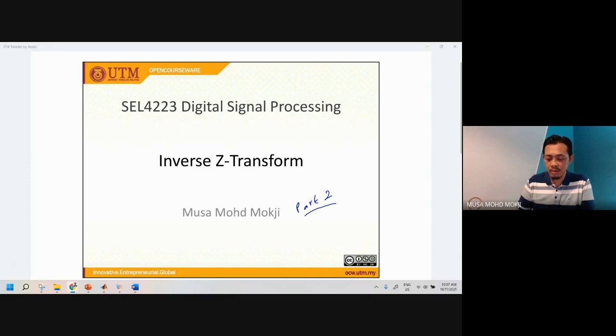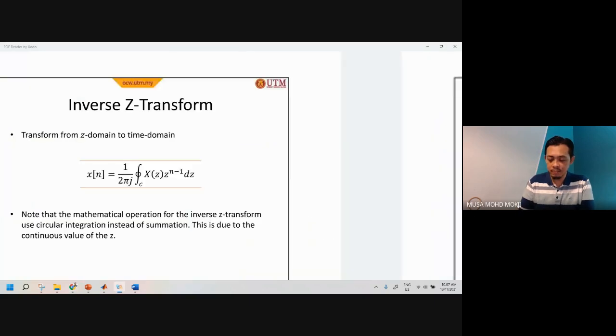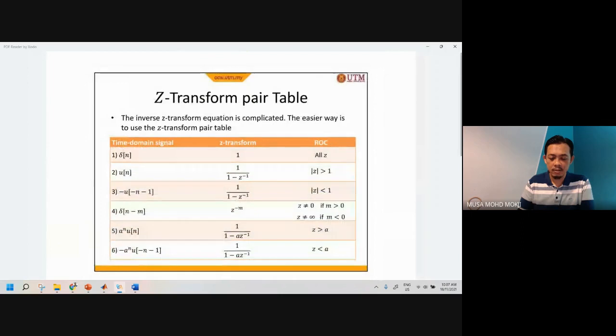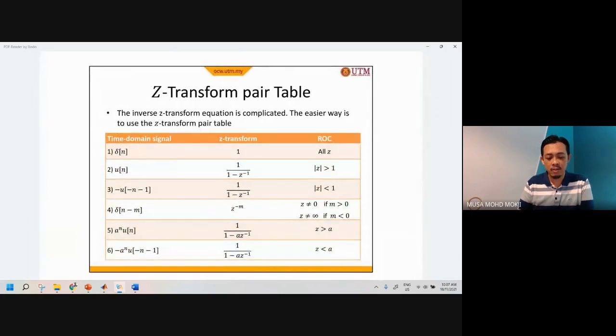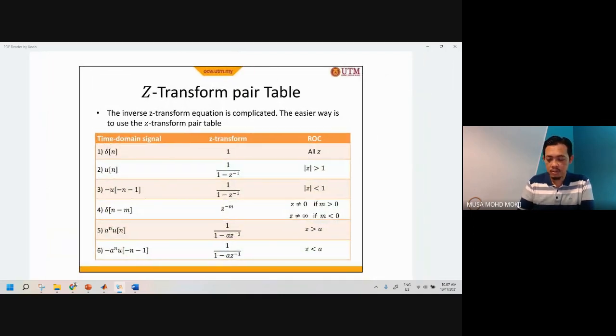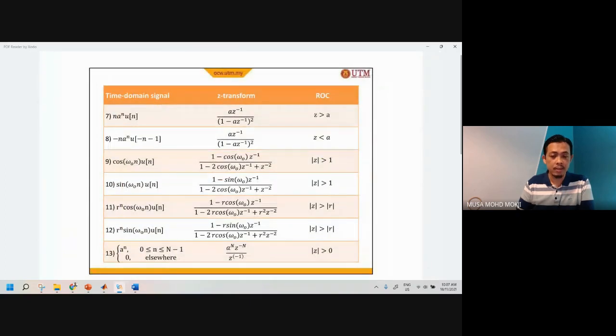So far we have seen one type of table. This is what we call a Z transform pair table. We have 1, 2, 3, 4, 5, 6 up to 13 items or 13 pairs that we can use to facilitate us so that we can do the solution easier. So we don't have to do the Z transform formulation, the math. That one is a bit complicated. So we use this table.